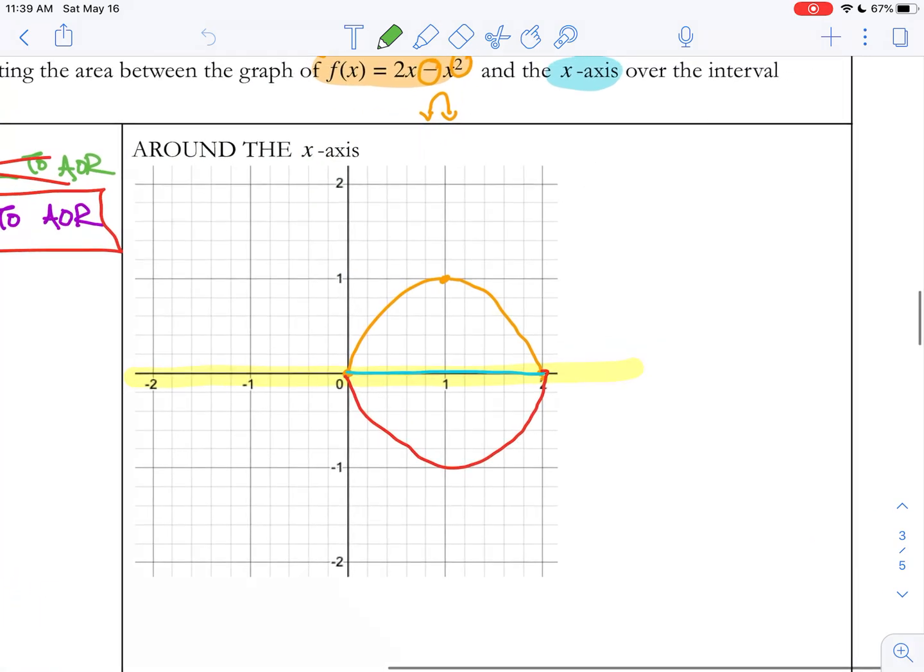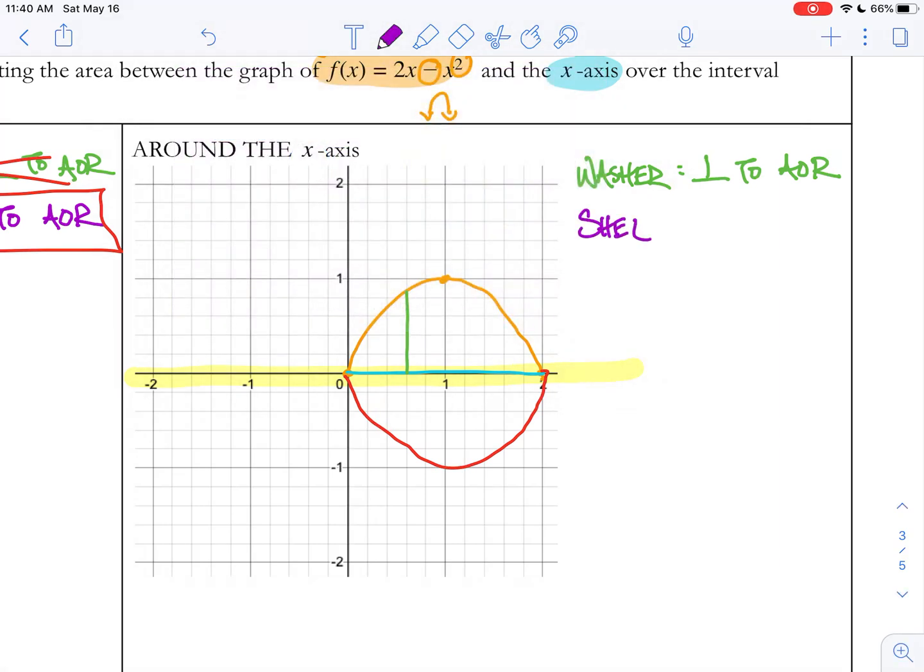So let's see what would happen if I wanted to use washer. If I wanted to use washer method, then my lines need to be perpendicular to my axis of revolution. That would mean I would have to draw lines like this. Okay? Now, if I wanted to use shell, I would have to draw lines that are parallel to my axis of revolution. Or I would have to draw something like this purple line. Okay?